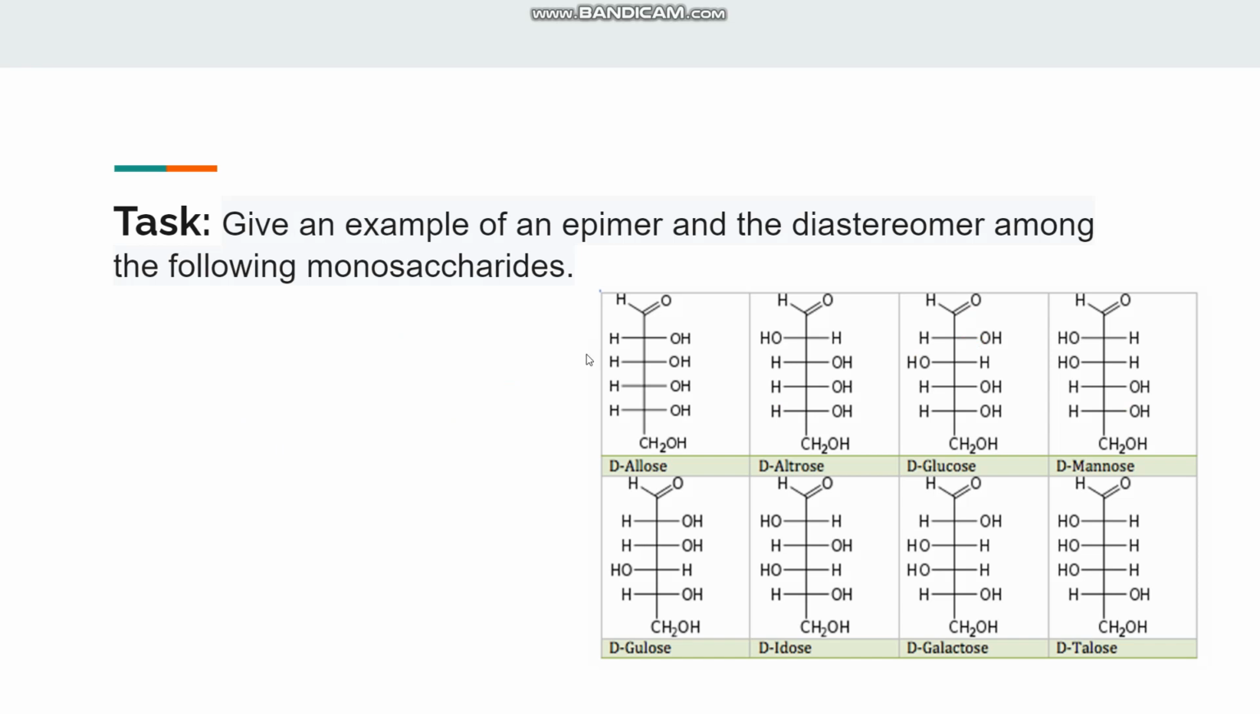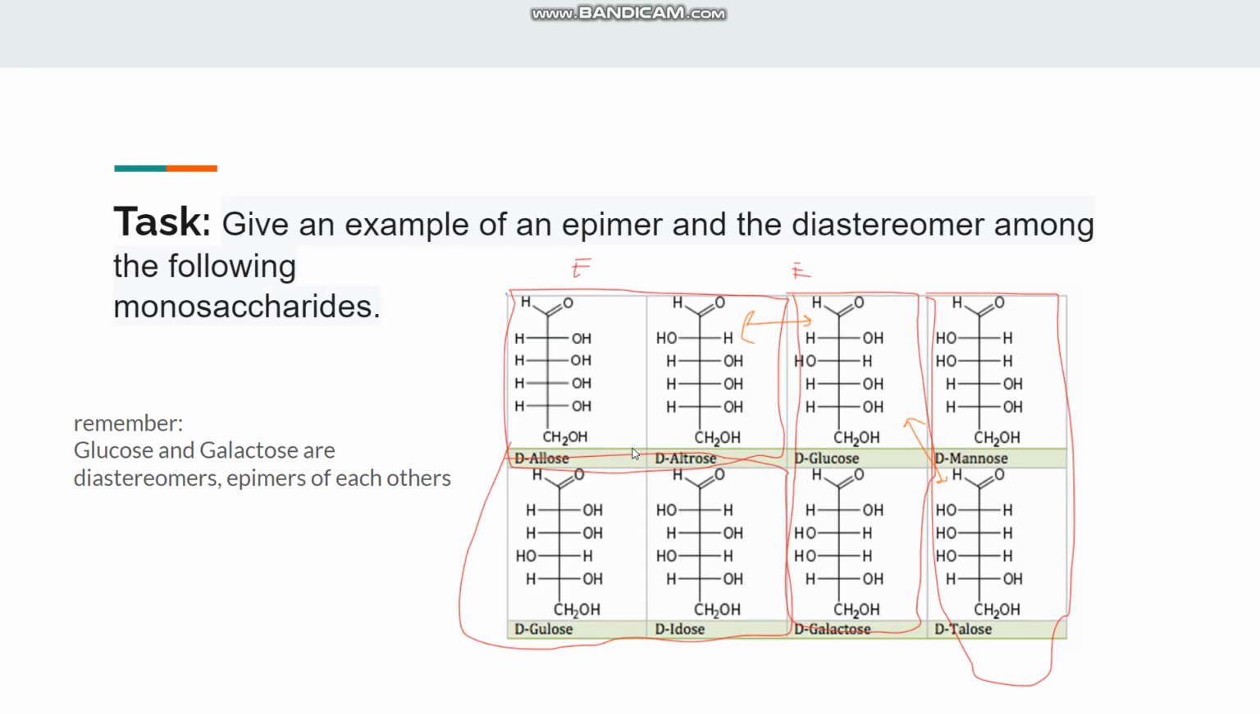So try to do this task. Give a couple of examples of epimers and diastereomers. Of course, if it's an epimer, it's also a diastereomer. So here I've done that. These two are epimers, these two are epimers, these two are epimers, these two are epimers, and these D-glucose and D-cellulose are diastereomers. D-aldose and D-glucose are also only diastereomer.